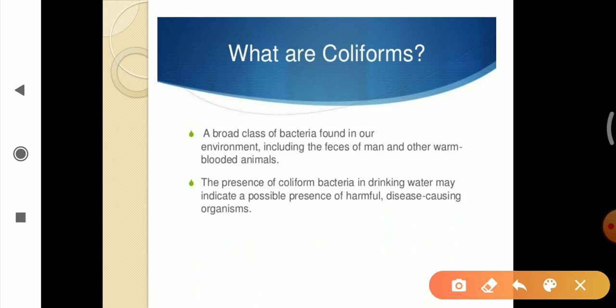Okay, what is coliform? Coliform bacteria are organisms that are present in the environment and in the feces of all warm-blooded animals including humans. This is present in the feces of man and other warm-blooded animals. The presence of coliform bacteria in drinking water may indicate the possible presence of harmful and disease-causing organisms. This is all about coliform.